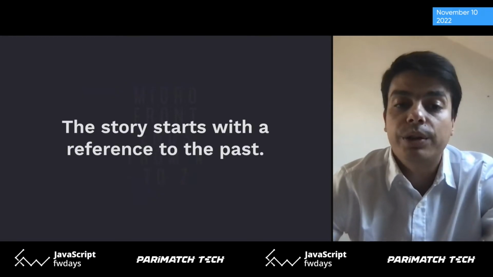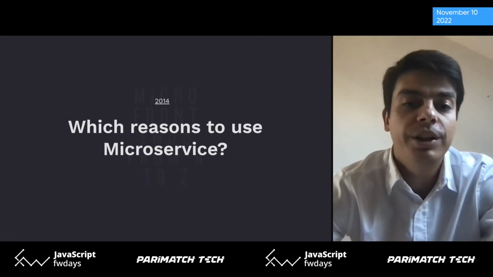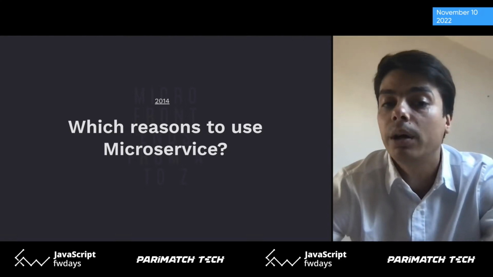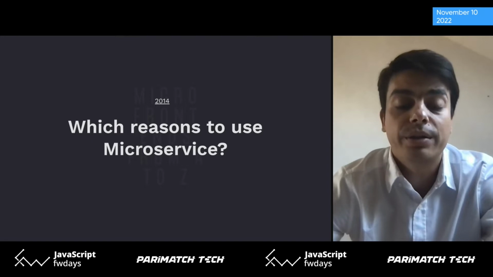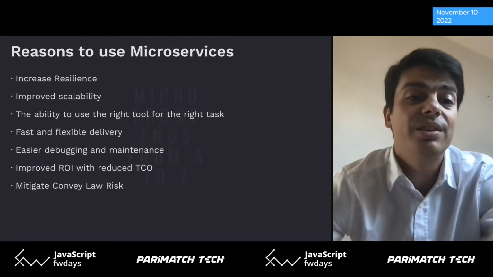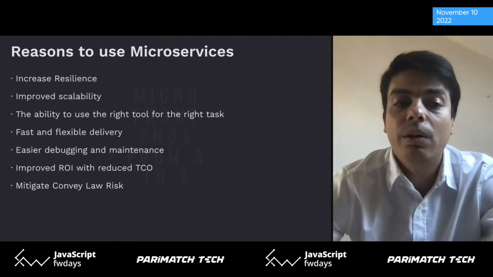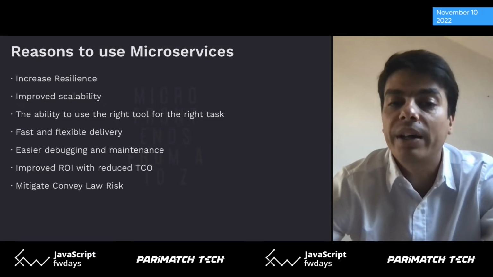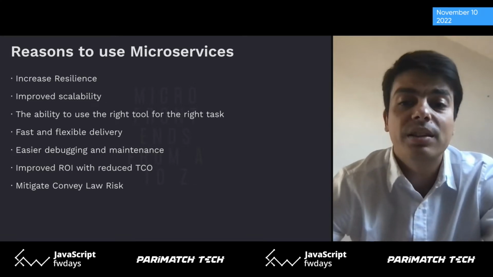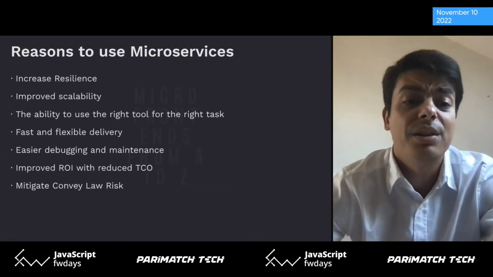This story starts with a reference to the past. Somewhere in 2014, almost all companies started talking about the reasons to use microservices. They thought that microservices increase your resilience, improve scalability, and allow you to use the right tools for the right task. It allows them to use different technologies, to process something or make some heavy computation, not just to serve static content, and so on.